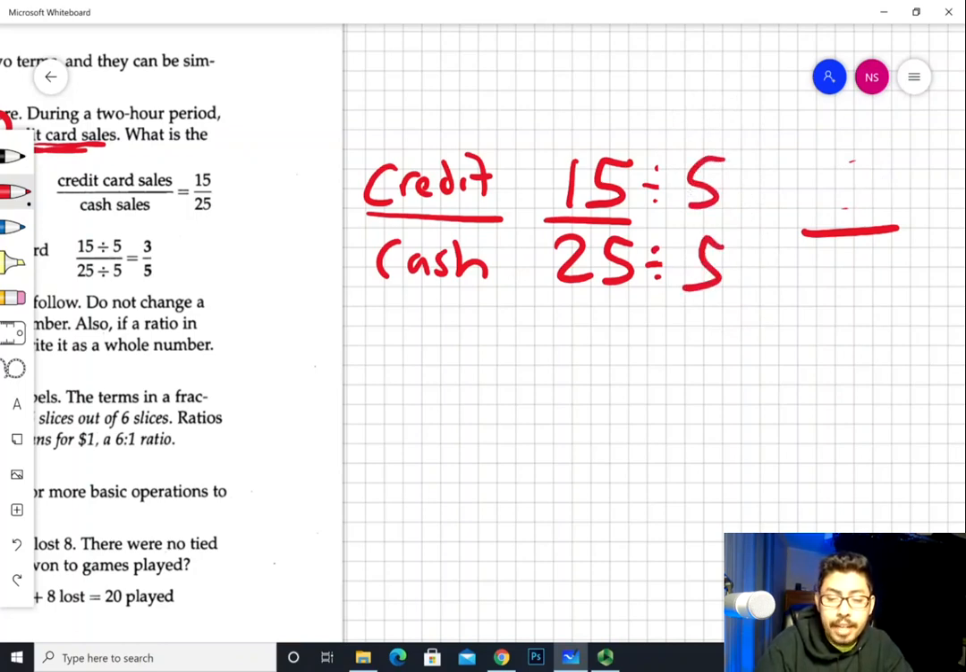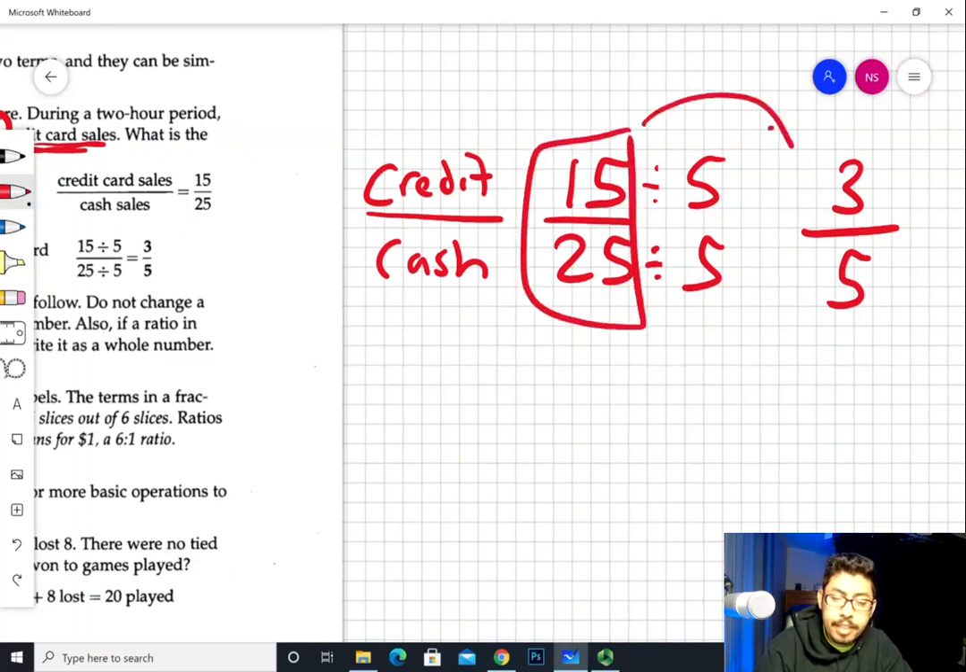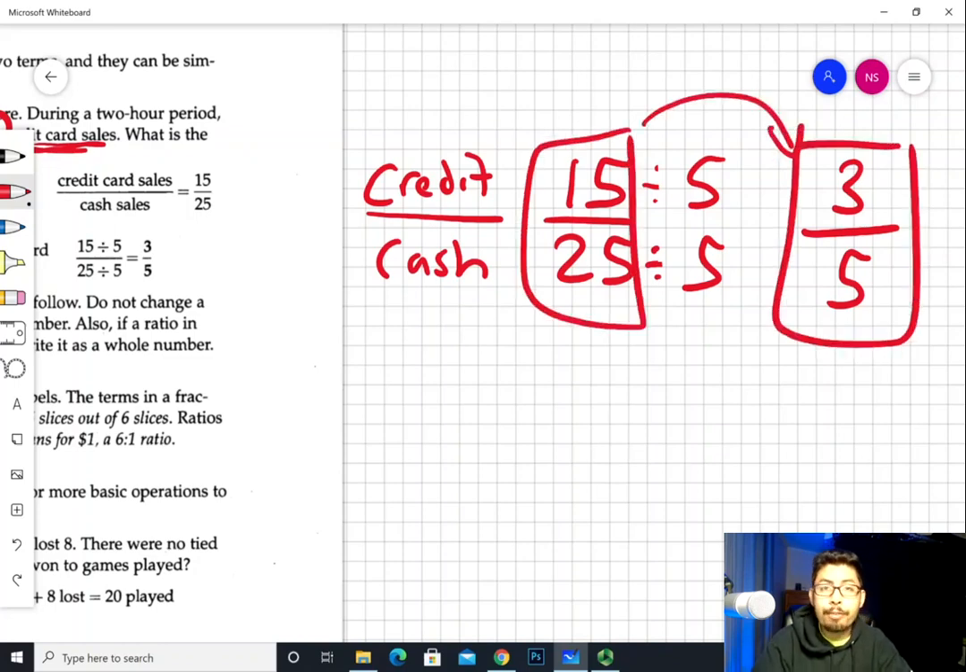25 divided by 5. I know that's a 5. 15 divided by 5. That's a 3. Oh, both of them were divisible by 5. So 15 divided by 25, its simplest term is 3 over 5. Yes, my friends. Your ratio must be in simplified terms.